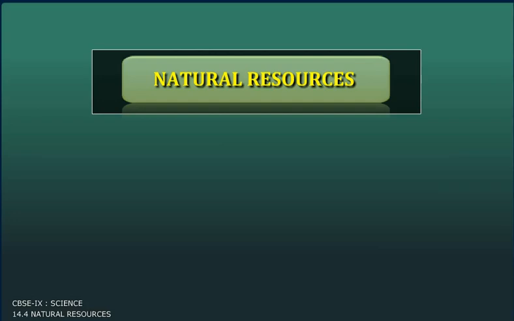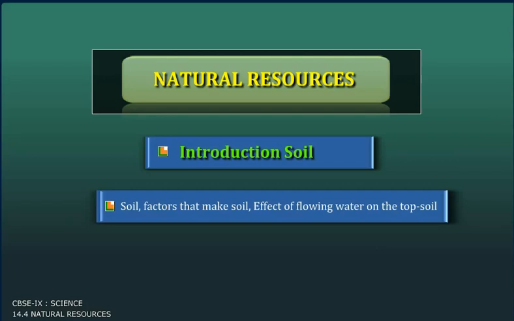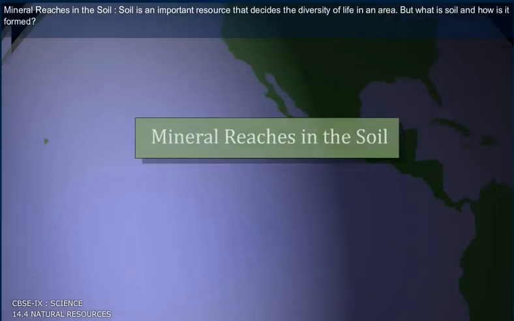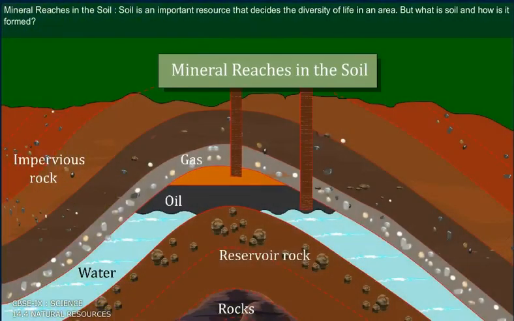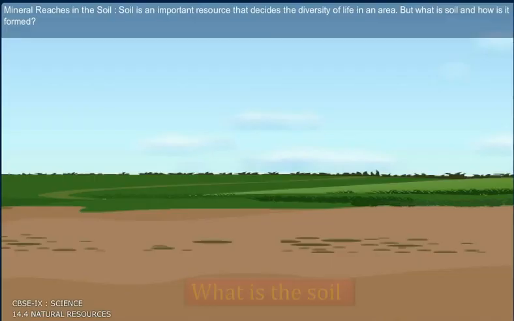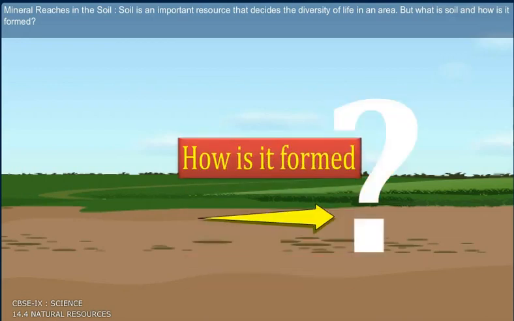Resources. Introduction: Soil. Factors that make soil. Effect of flowing water on the topsoil. Mineral riches in the soil. Soil is an important resource that decides the diversity of life in an area. But what is the soil and how is it formed?